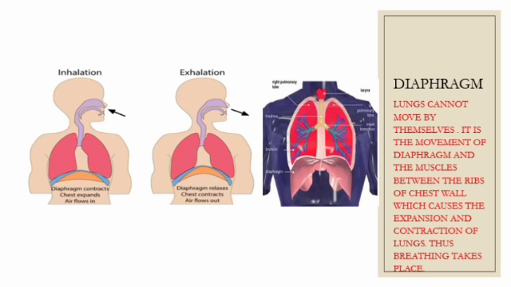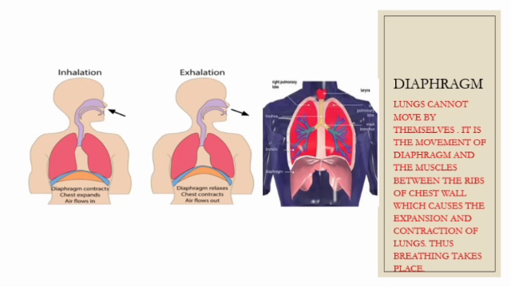Here in this picture, children, you can see inhalation, that is taking in air. When the air is taken inside, it reaches the lungs. You can see that the diaphragm contracts, the chest expands, and air flows in. So this is the inhalation, and when the chest expands, it can take in oxygen.